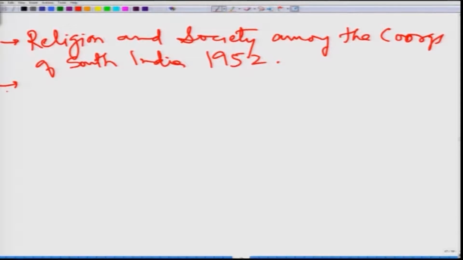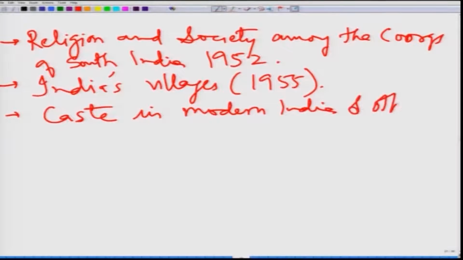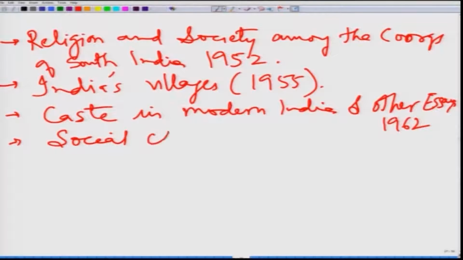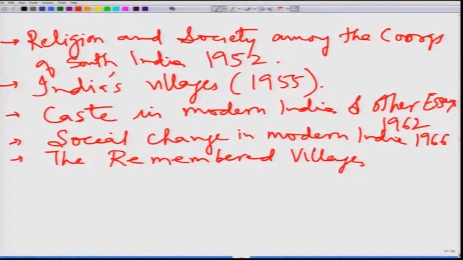Another important work with regard to the understanding of villages is India's Villages. That was basically the typical understanding of the village, which came in 1955, and apart from that he contributed in terms of understanding caste, Caste in Modern India and Other Essays, which came in 1962. And later on he wrote Social Change in Modern India, again a significant contribution, and this work came in 1966. And apart from that, he revisited the villages, in The Remembered Village, and that came in 1976.